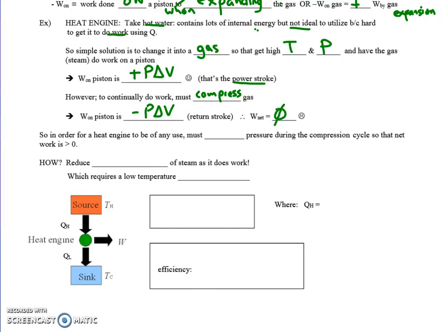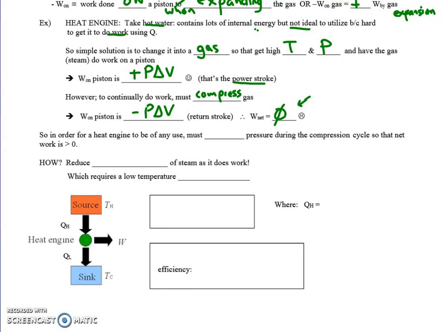And that's really problematic. This is telling us that it's not easy to get net work out simply by using a hot temperature object to expand it. Because if you compress the object at that same temperature, and therefore the same pressure, you're going to have negative work done on the object, and that's going to cancel out any positive work you did. So we need to get around this. This is huge. It's a subtle point. So look it over and make sure you understand what I'm referring to here.